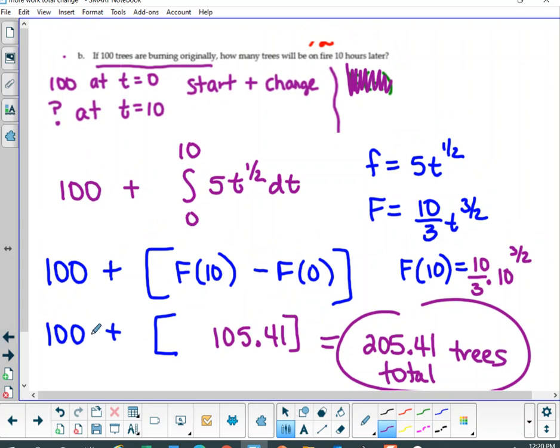Second change problem. With a starting point value together with a change, where do we end up? The change part of this is the 105. The final result is the 205.